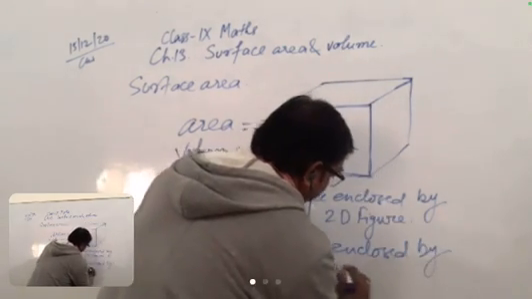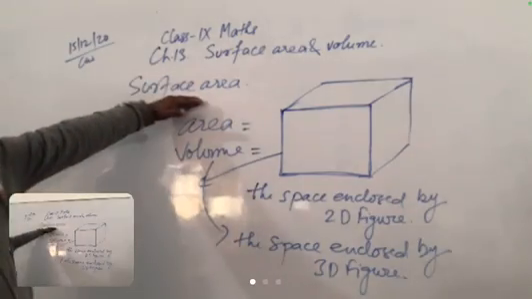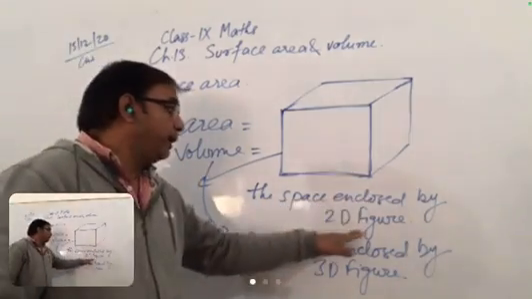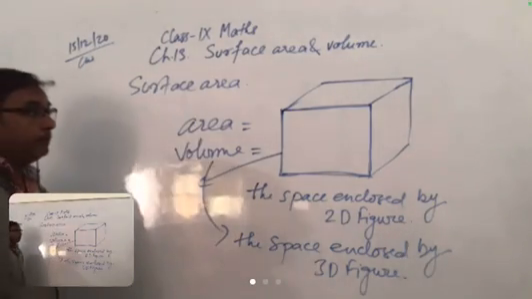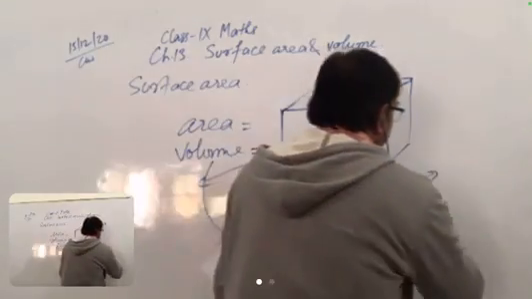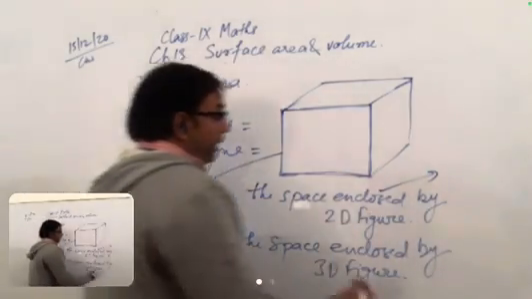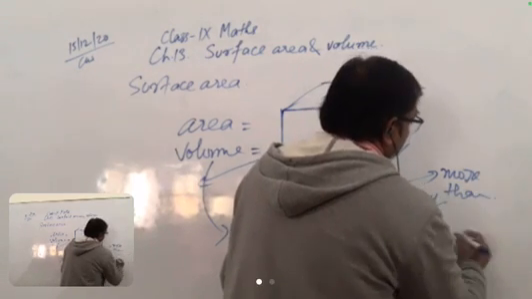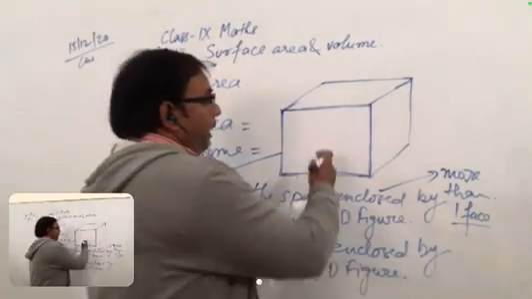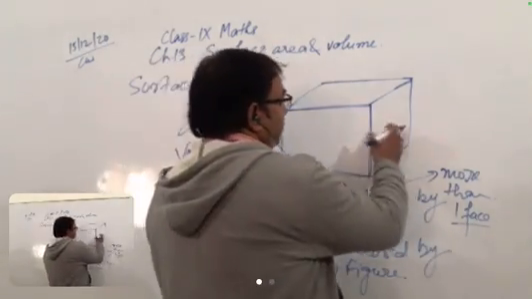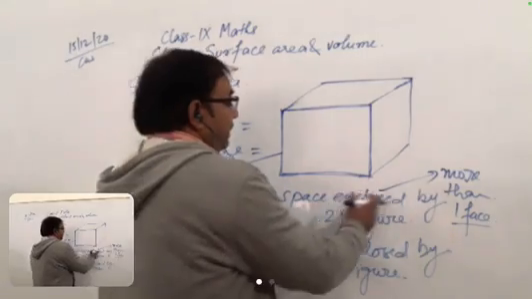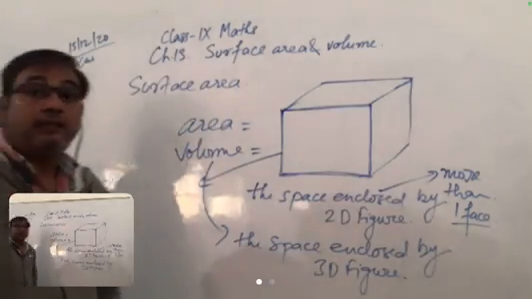Now in this chapter we are studying surface area, so what is surface area? If the area is the space enclosed by a 2D figure, what is surface area? The space enclosed by 2D figures, more than one face. एक से ज्यादा. More than one is called a surface. If there are two surfaces, then we say the surface area of two; if there are six faces, then the surface area of 6 faces. The space enclosed by 2D figures in 6 faces.